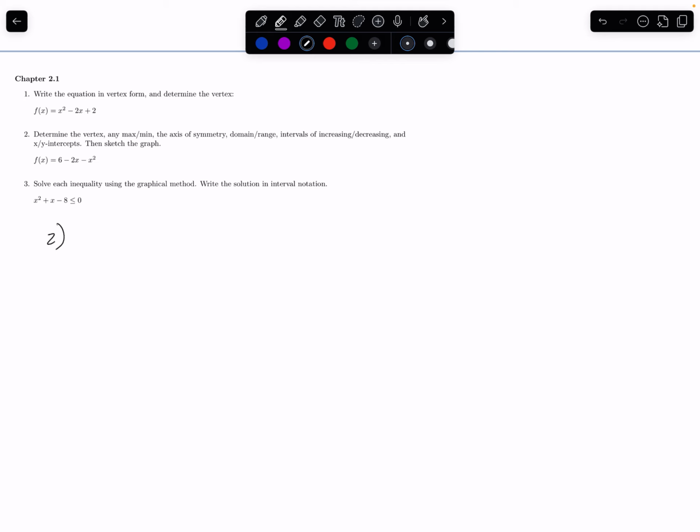Question 2. Determine the vertex, max/min, axis of symmetry, domain, range, intervals of increasing and decreasing, x-intercepts, y-intercepts, and sketch. Okay, so first thing, determine the vertex form to determine the vertex. And actually before that, I'm just going to rearrange this a little bit so that my x squared term is in the front, okay?